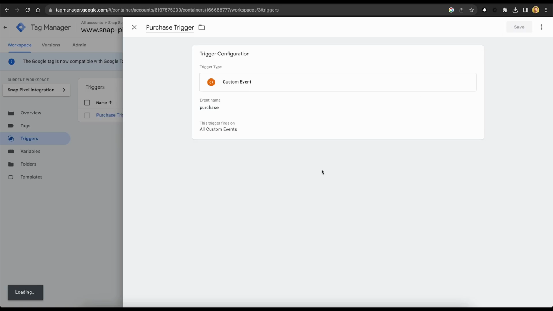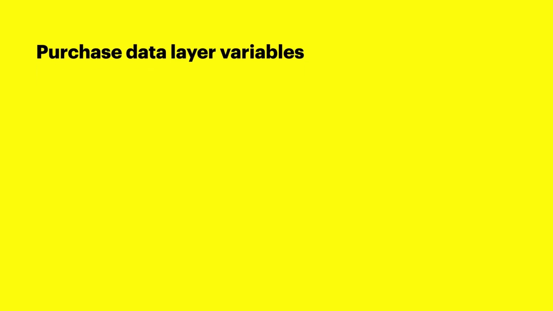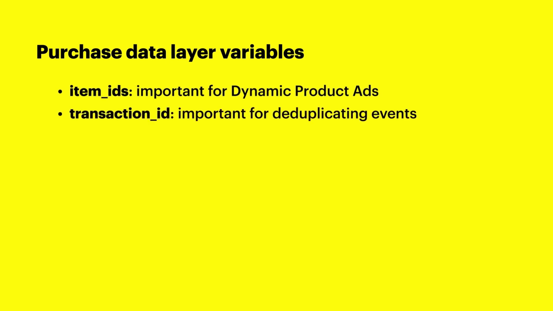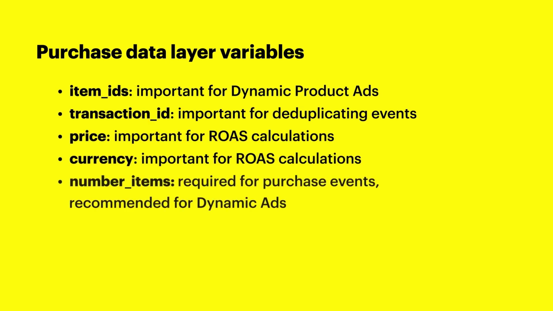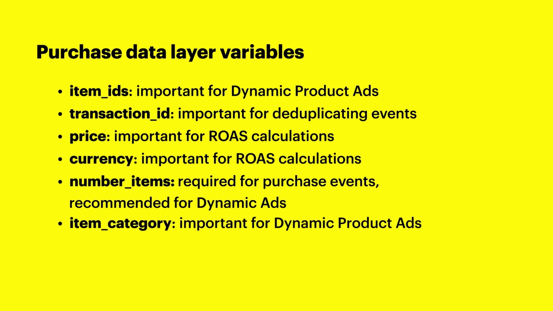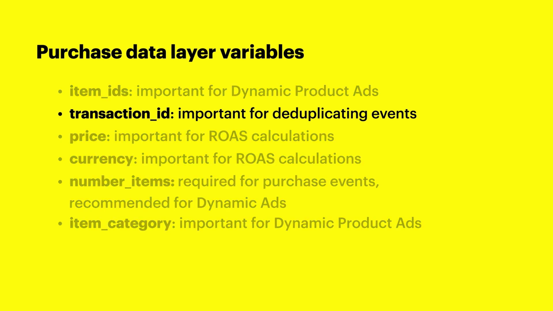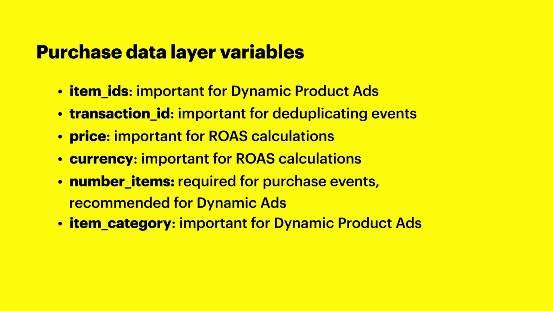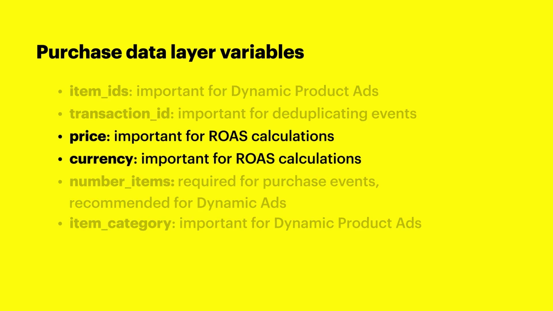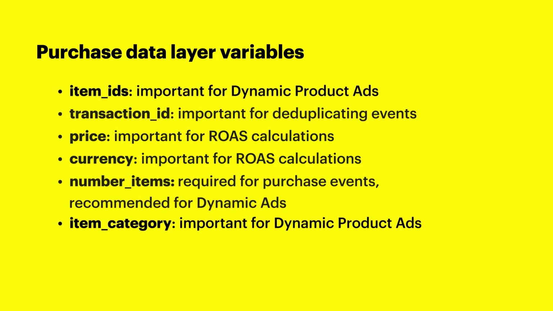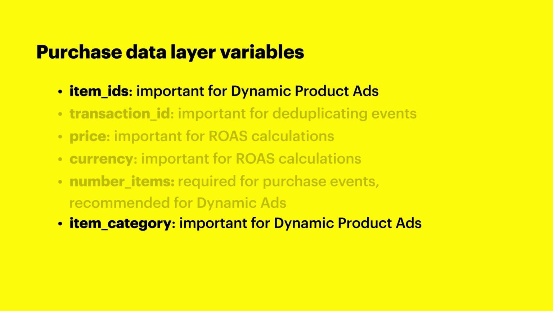And then we'll select Save. Now that the trigger is configured, we're going to create new data layer variables for item IDs, transaction ID, price, currency, number items, and item category. These parameters are important for a variety of reasons. For example, transaction ID is important for deduplicating events to ensure reporting accuracy. Price and currency are important for conversion value calculations to ensure accurate ROAS reporting. Finally, item IDs and item category are crucial to matching items in your catalog for dynamic product ads.